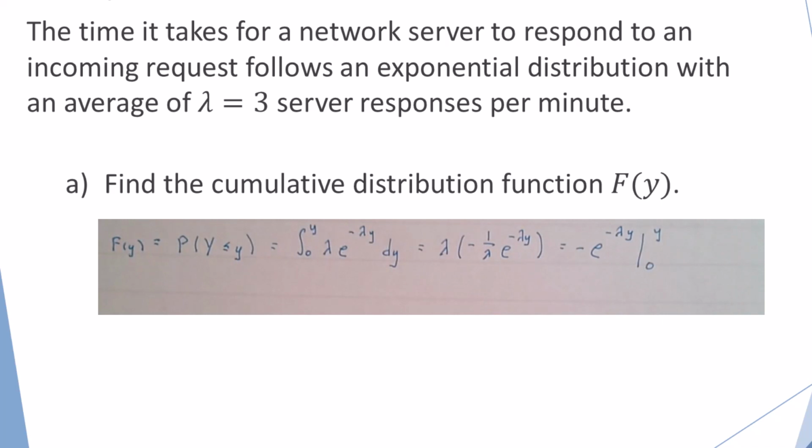So when we plug the y in, what we're going to get is just negative e to the negative lambda y. And we subtract. Now we're going to plug 0 in, and when we plug 0 in place of y, we're just left with negative 1. So simplifying a little bit, we get 1 minus e to the negative lambda y, and that's our cumulative distribution function. Now here, since lambda equals 3, that will give us 1 minus e to the negative 3y.